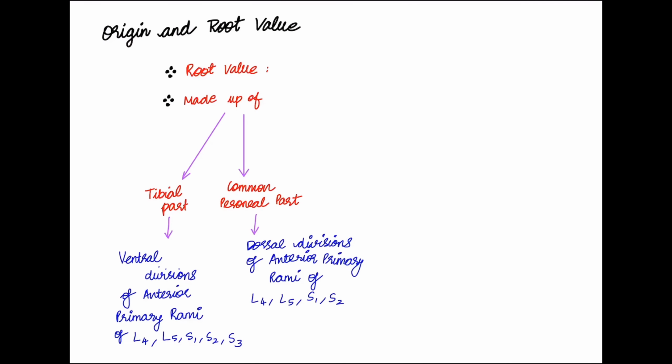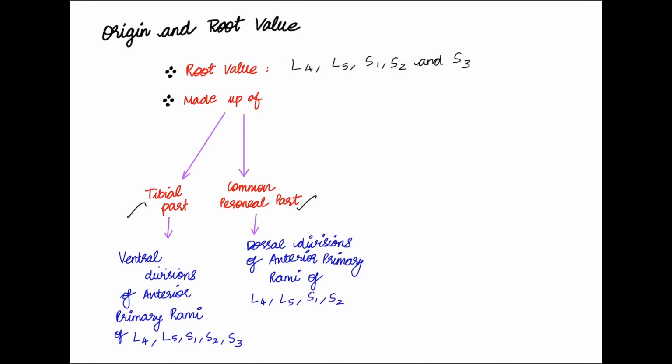The origin and root value. The root value is very important and it is L4, L5, S1, S2 and S3. Actually, it is made up of a tibial part and a common peroneal part. So the tibial part is formed by the ventral divisions of the anterior primary rami of these, that is L4, L5, S1, S2 and S3.